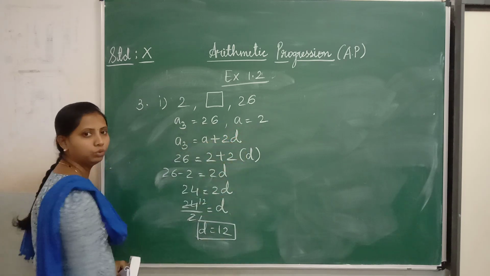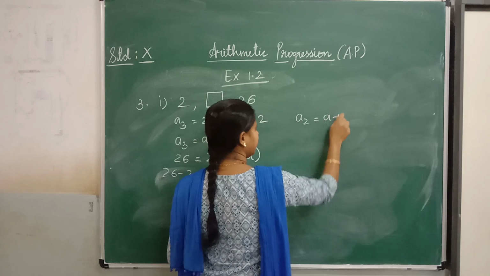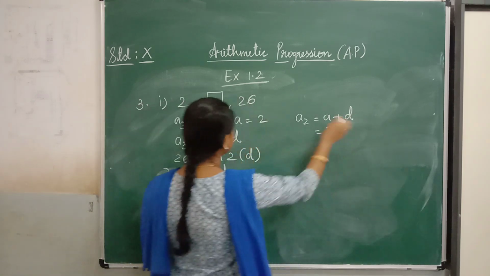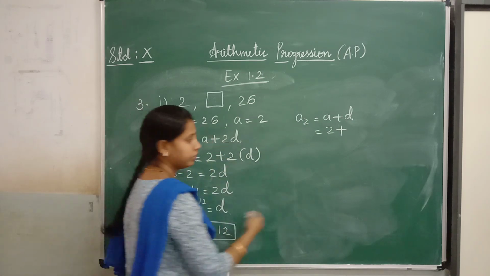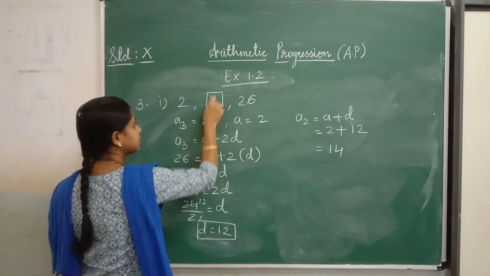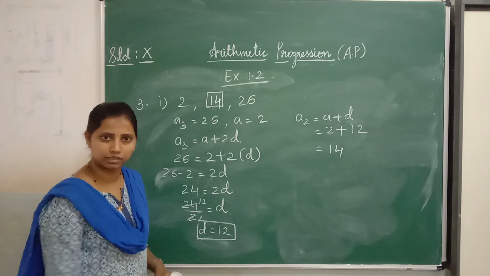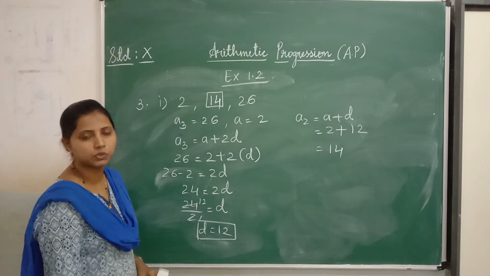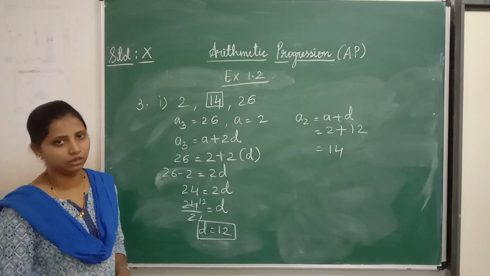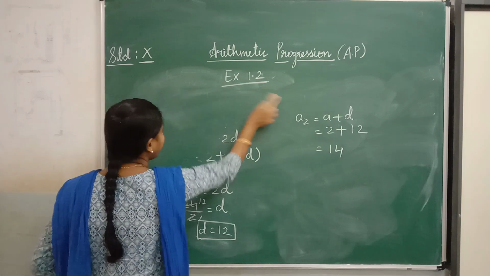A is given as 2. So you can find the second term. The second term will be nothing but A plus D, children. What is A? 2, plus D, the difference we have got here, 12. 2 plus 12, 14. So this is the missing term of the AP: 2, 14, 26. Understood, children? In this way, using the nth term, you have to find the missing terms of the AP. Let's check one more example.